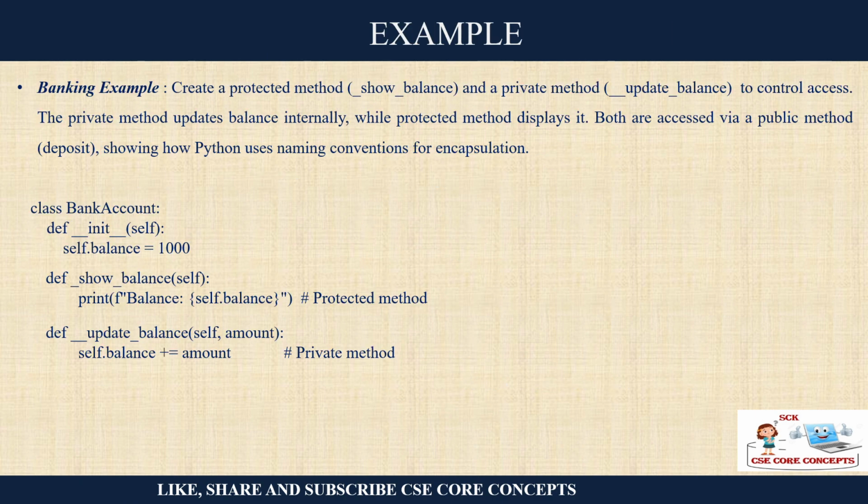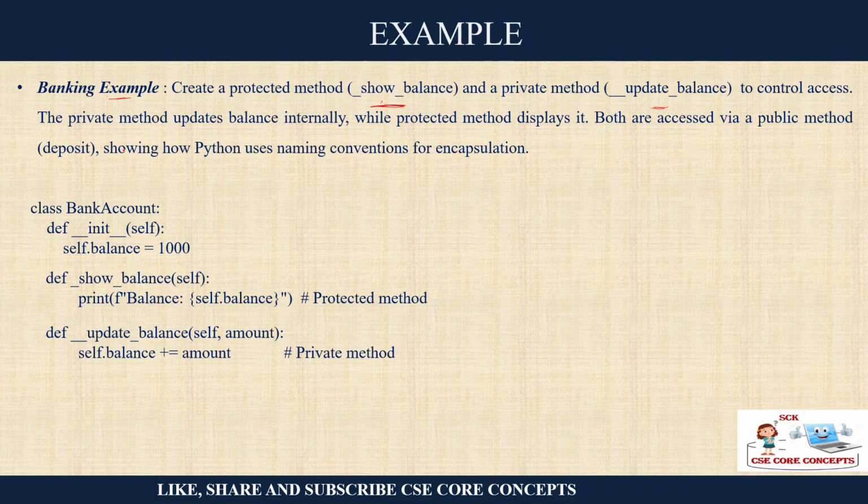Now I have given one example here. You can solve this example on your own by writing the code. So here it is a banking example where we are using two types of methods. One is the protected method, which is show balance. Protected means it is not publicly displayed, but it can be accessed only by the subclasses of the account. And there is a private method called update balance, which is very, very private, right?